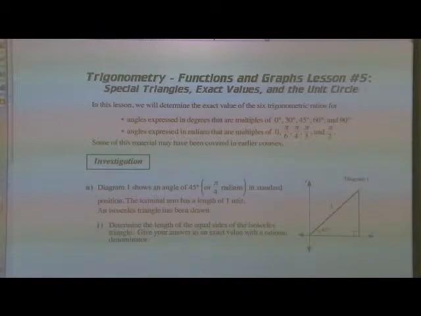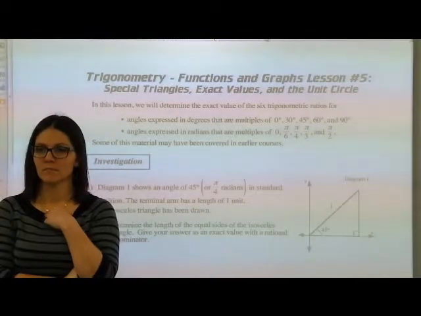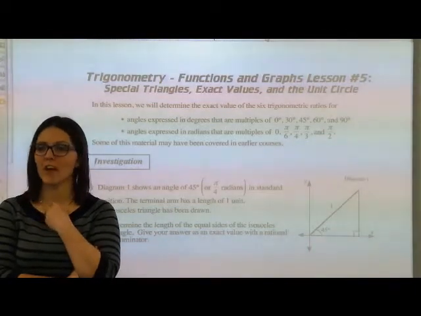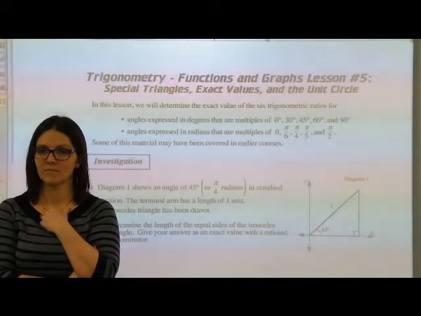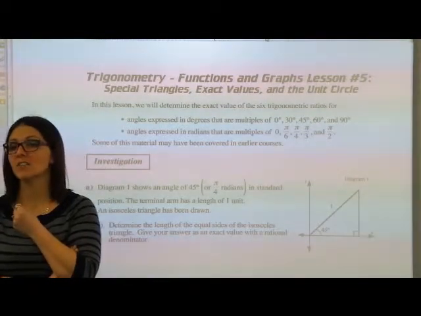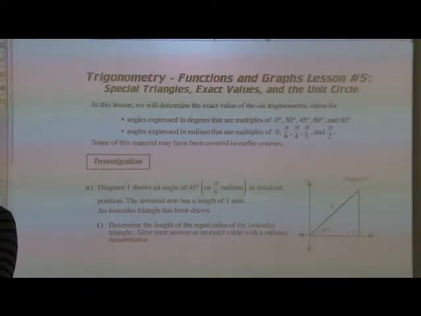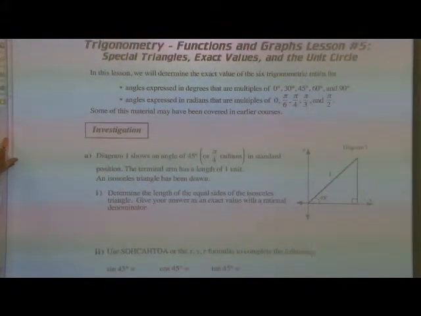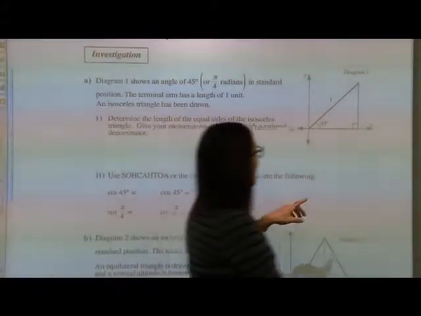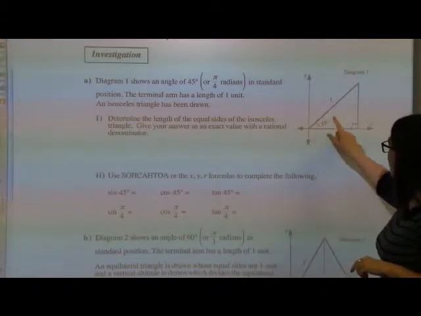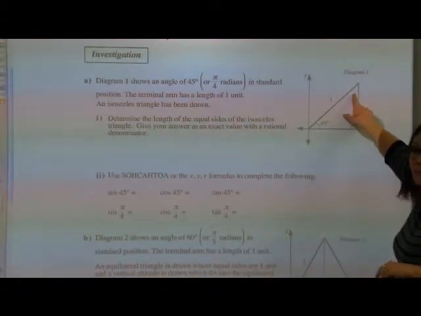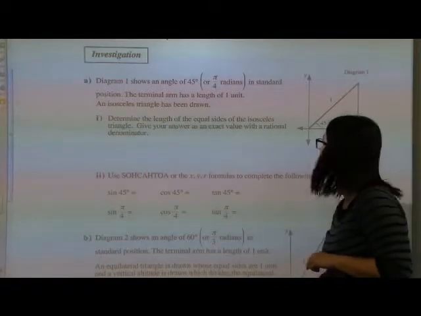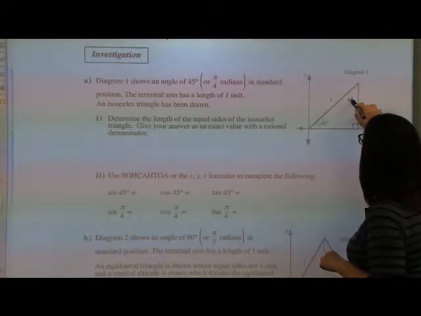Now if I have a triangle that's a 45, 45, 90, has two angles that are the same, what kind of triangle do I have to have? Isosceles. It has to be an isosceles triangle. You cannot have two angles that are the same and not have an isosceles triangle. So if I look at this diagram here, if this is 45 degrees and this is 90 degrees, what would this be? 45. So there's my isosceles triangle.